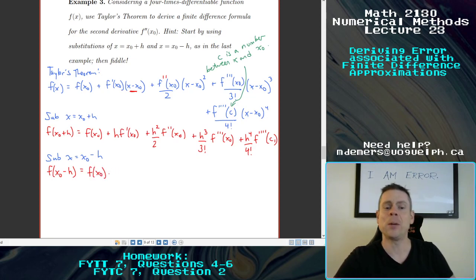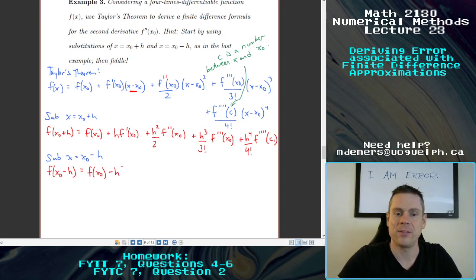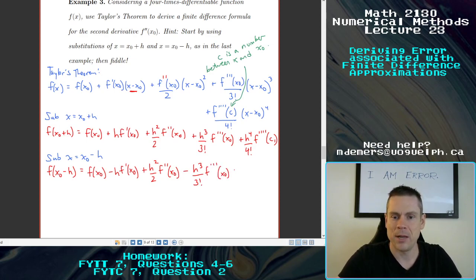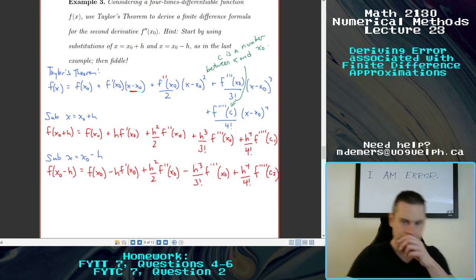Okay. So similar to before, subbing in the x0 minus h, it's going to cause the odd ones to have minus signs in front. So I get the same thing as I did on the last line, but with minus h. I have a minus h cubed over 3 factorial, but the positive ones are going to stay positive. So, like we had as well, f fourth derivative, and I'm going to make this a c2.